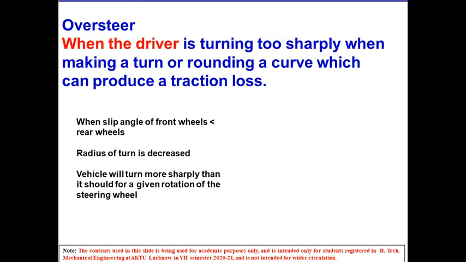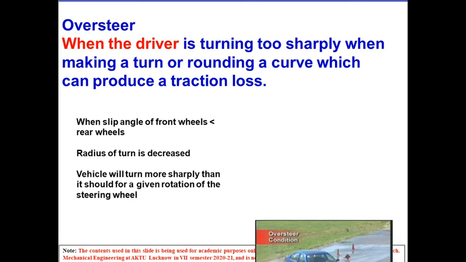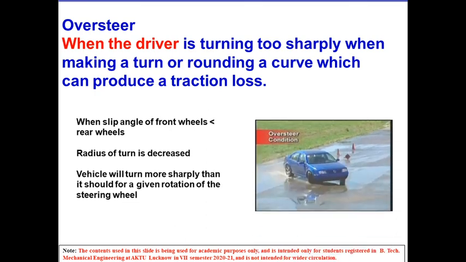If we talk about the other condition, the converse of this condition is oversteer. When the slip angle of the front wheels is less than the slip angle of the rear wheels, this situation may arise. In that case, the radius of the turn is decreased. So the vehicle will turn more sharply than it should for a given movement of the steering wheel. In that condition, the driver will be turning less, yet the vehicle will take sharp turns. And that condition is known as oversteer.